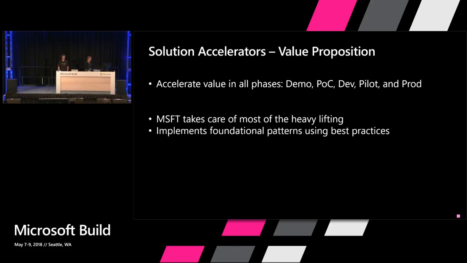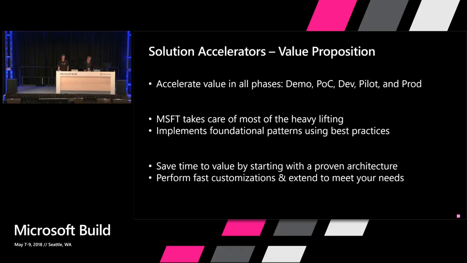The next set of value propositions is around Microsoft taking a lot of the heavy lifting off of the table. We want to provide a good base for you to build on top of, and we want to do that with best practices and patterns. And the last set of value propositions are around saving time by building on top of a proven architecture. Tim's going to talk a little bit later about the IoT reference architecture and how that ties to our work in solution accelerators. But really, you can take these solution accelerators and perform fast customizations and extend them to meet your customers' needs.